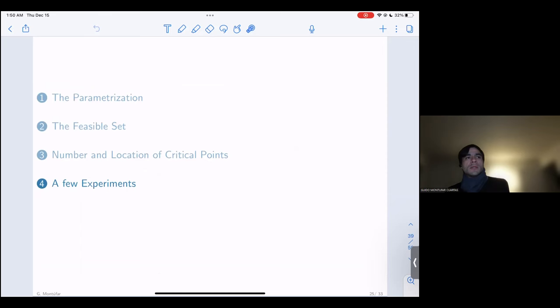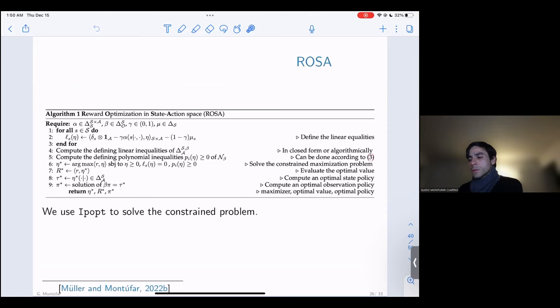All right, so let me then quickly show you a few experiments. An idea here that came up was that, once we have this feasible set described, why not carry out the policy optimization as a constraint optimization problem with a linear objective? It's an algorithm called ROSA, reward optimization in state action space. And it does precisely what I just mentioned. So if you are given a partially observable Markov decision process, you can extract from it the corresponding constraints and conduct this constraint optimization using any constraint optimization method that you like.